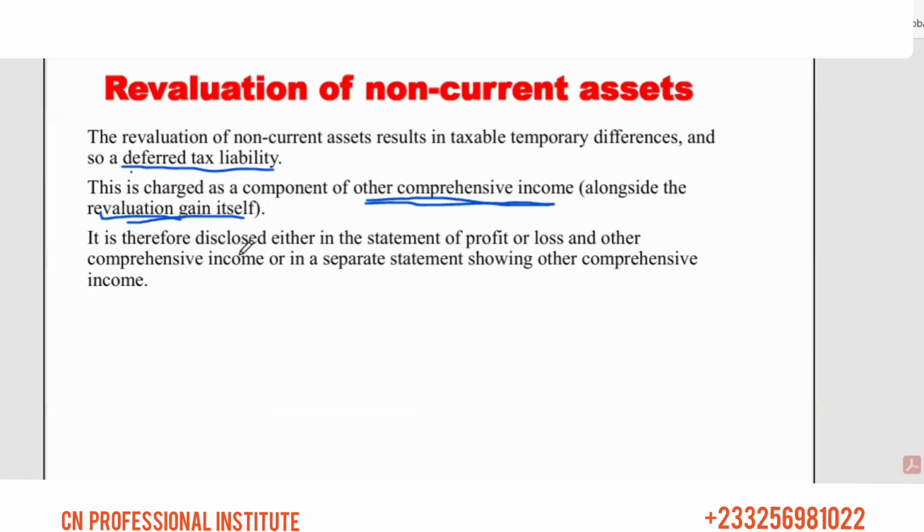It is disclosed either in the statement of profit or loss and other comprehensive income, or in a separate statement showing other comprehensive income, right? So that's it with revaluation. It's very simple. If there's a revaluation gain, it will create an additional deferred tax liability, and that additional deferred tax liability should not be taken to P&L, but should be recorded in other comprehensive income to reduce the revaluation gain. Very good. So that's it.